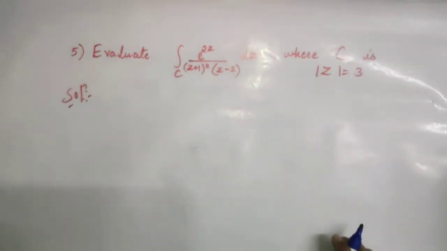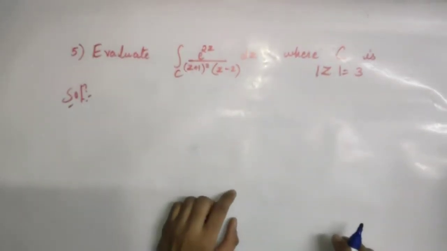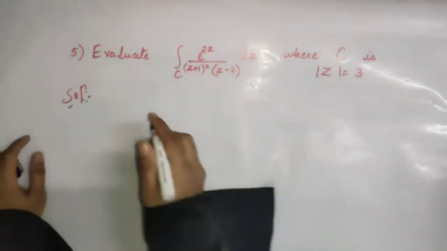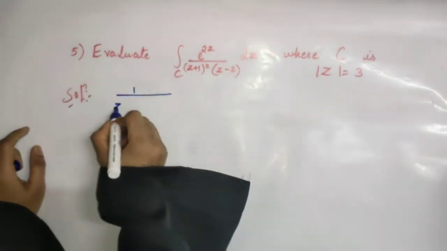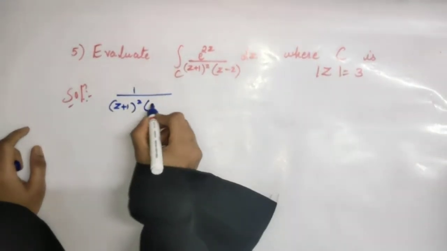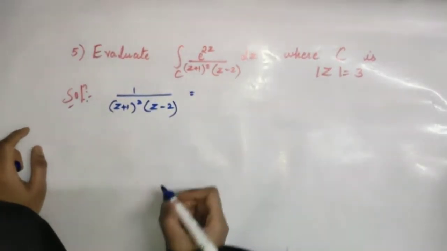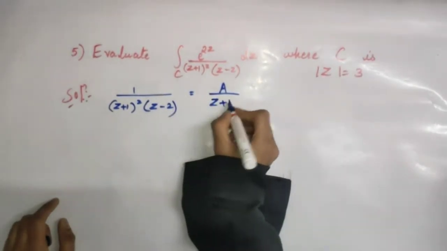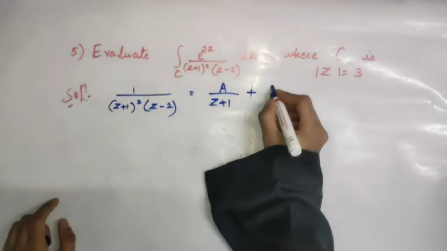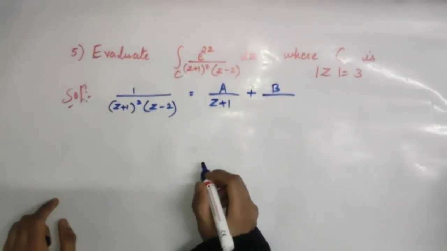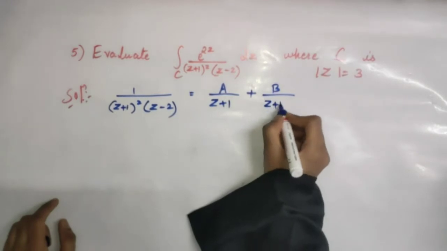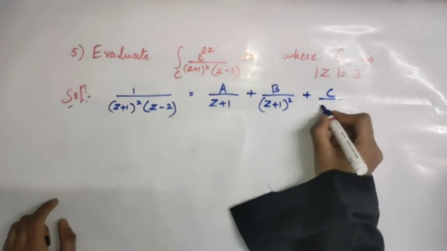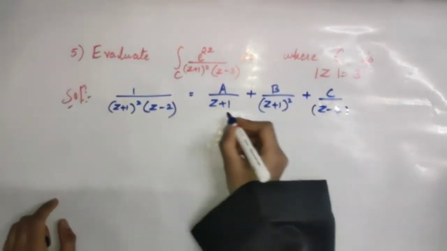Before going to the solution of this problem, you all need to resolve this into partial fractions. First, let us consider 1 divided by (z plus 1) whole square into (z minus 2). You can resolve this as a divided by z plus 1, plus, since the whole square is there, according to the rule of resolving into partial fractions, you have to repeat it. So it will be b divided by (z plus 1) whole square, plus c divided by z minus 2. So this is what you get.